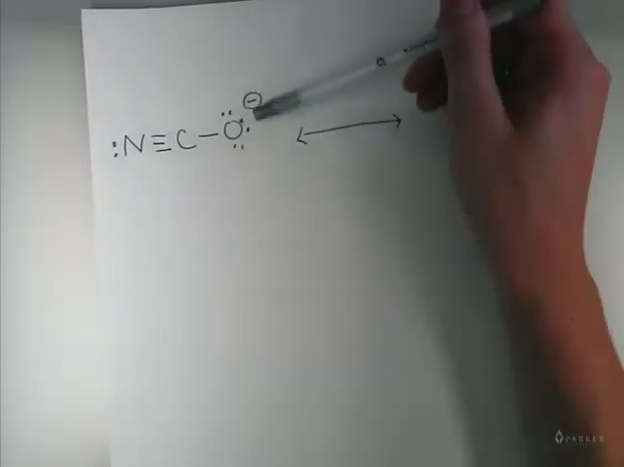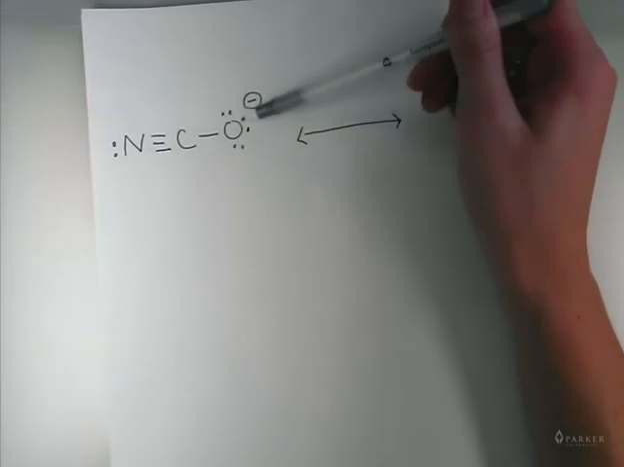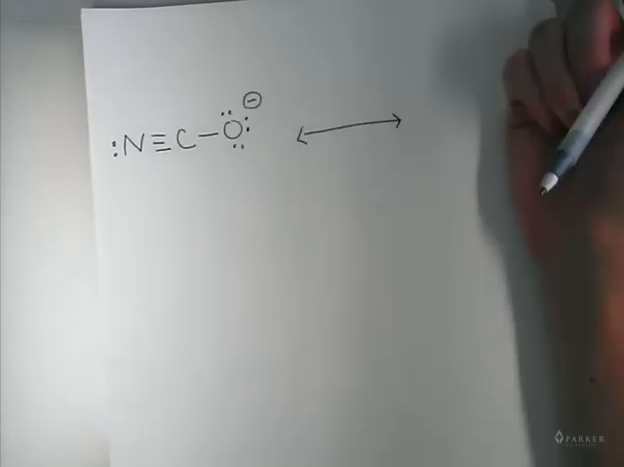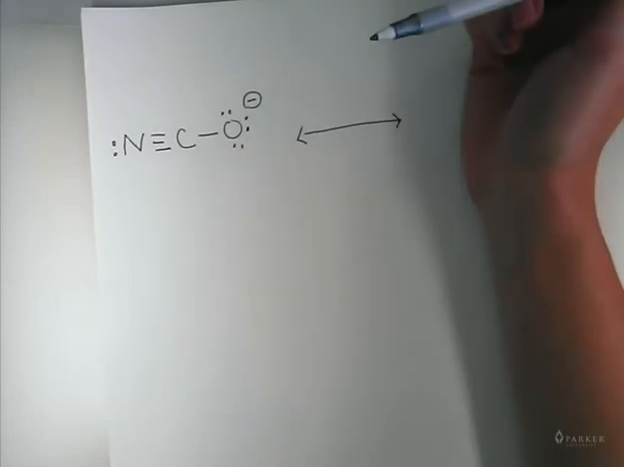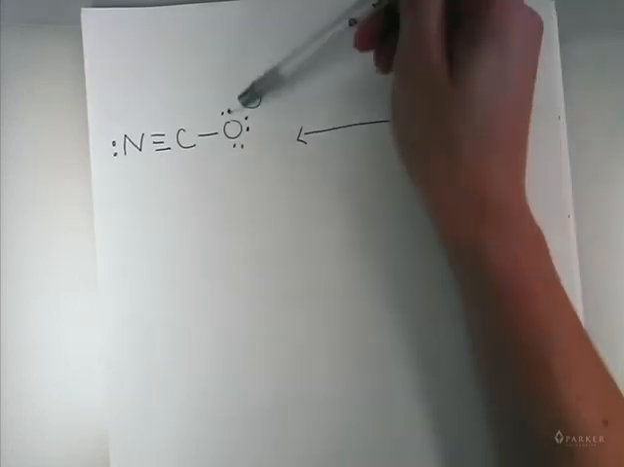Now on this oxygen, which has the negative, what can I move? Can I move the single bond? No. But what about the lone pairs? Yes. Okay? So when I have a lone pair, I pretty much usually just move it to become a bond, a double bond in this case.